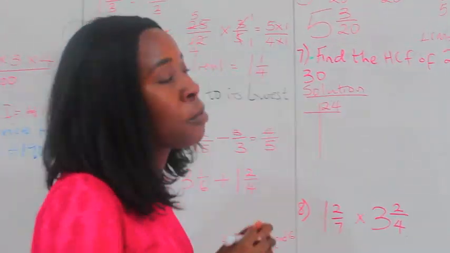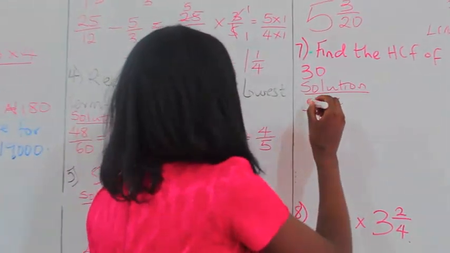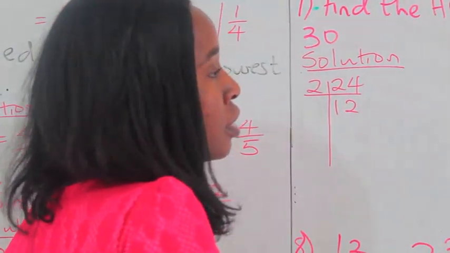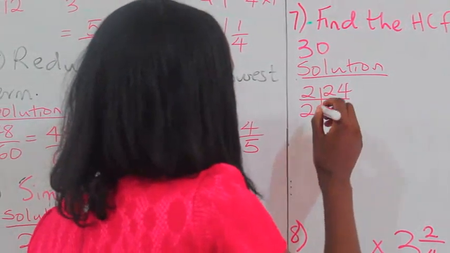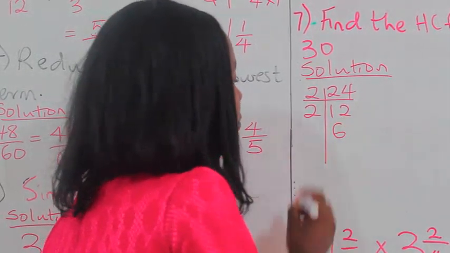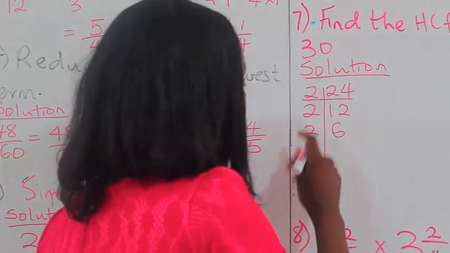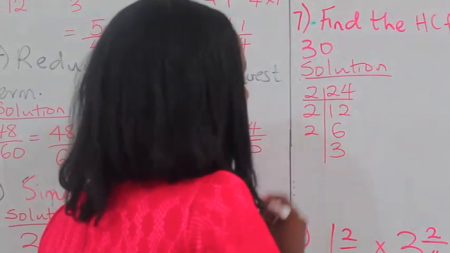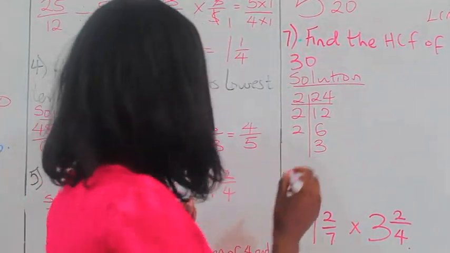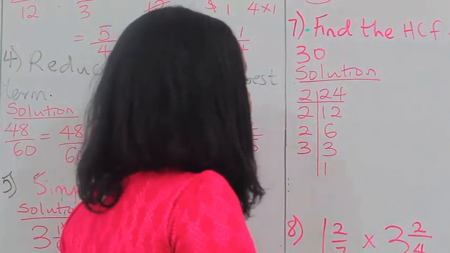What are the prime numbers that can divide 24? The first number is 2. 24 divided by 2 is 12. 12 can also be divided by 2. 12 divided by 2 is 6. And 6 can also be divided by 2 again. 6 divided by 2 is equal to 3. And the only prime number that can divide 3 is 3. So 3 divided by 3 is equal to 1.